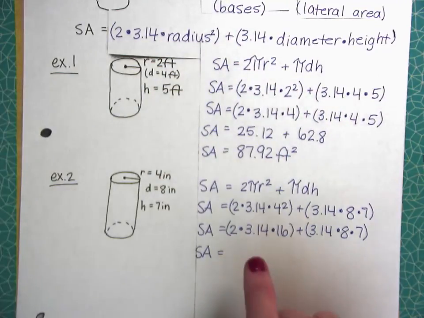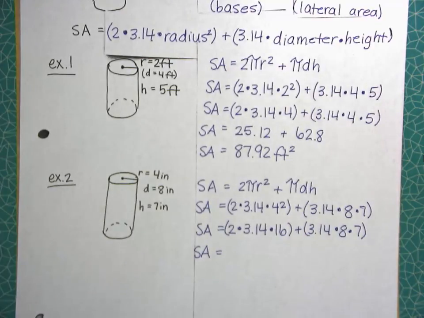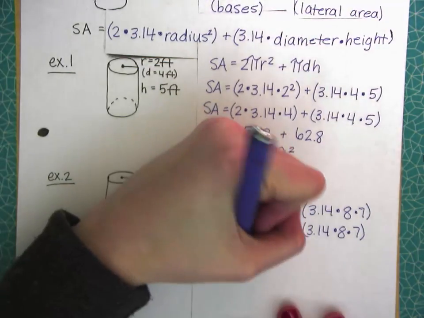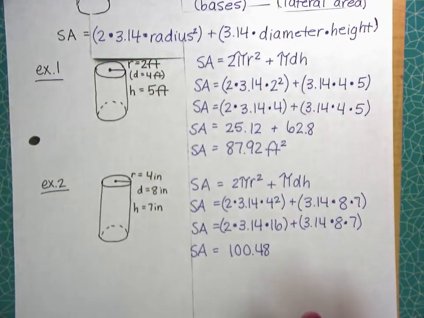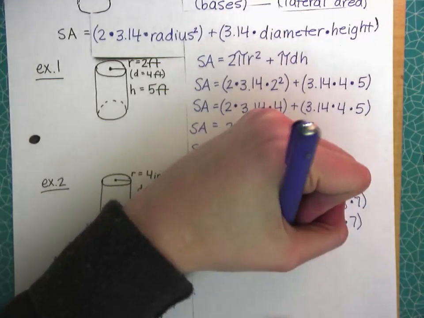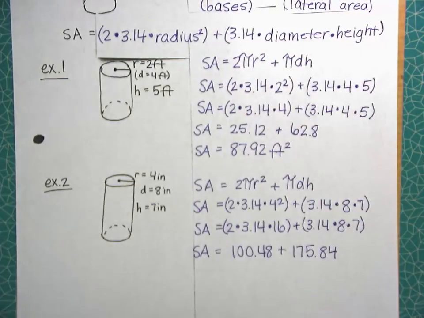So first I'm going to multiply 2 times 3.14 times 16. What do I get, Chandler? 100.48. Then I need to multiply 3.14 times 8 times 7. When I multiply those together, what do I get, Maddie? 175.84. Then what's my final step, Christopher?